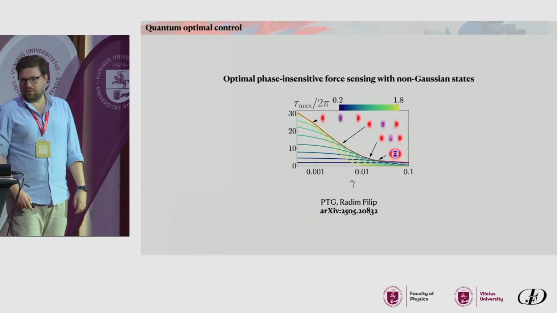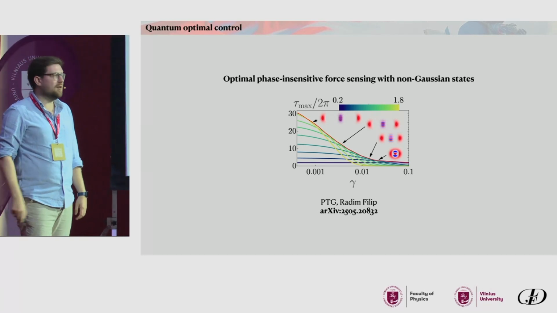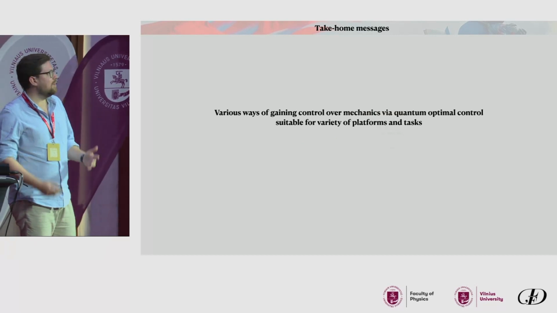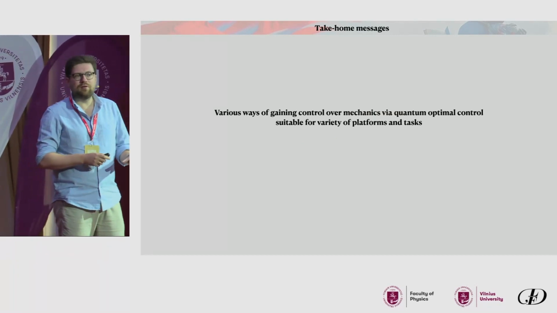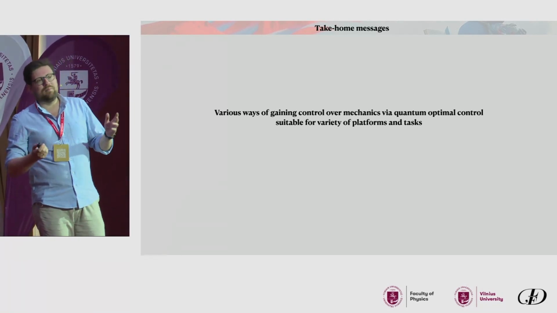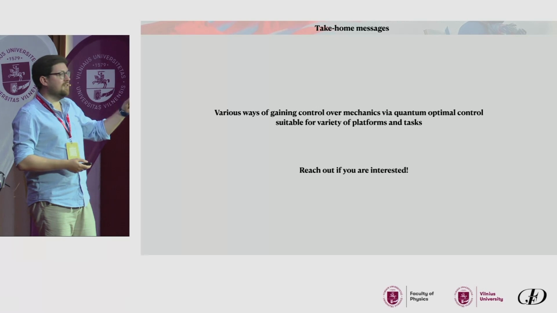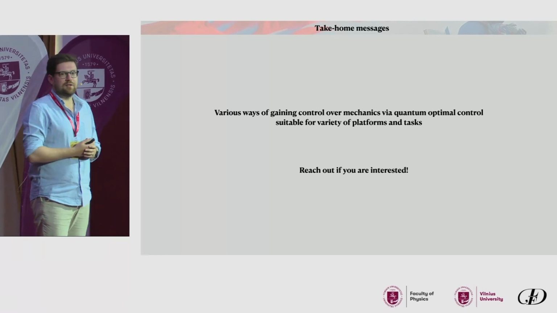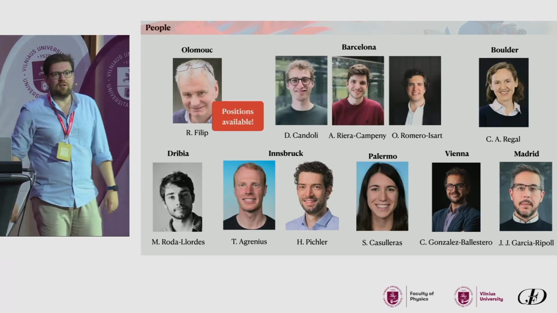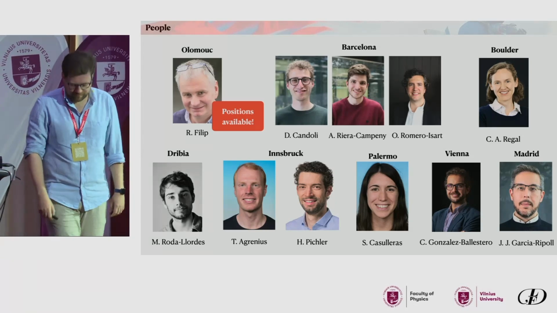And this is the preprint in which we have these results on the optimization of the spin oscillator for force sensing. So just to give you some take-home message: in general, there are many different ways to control quantum motion. And if you use some tricks like squeezing, like quantum optimal control, you can basically do whatever you want. And if you are interested in any type of these schemes, you can just reach out and we can discuss. So my final slide is just the people that were involved in these projects. That's it. Thank you.